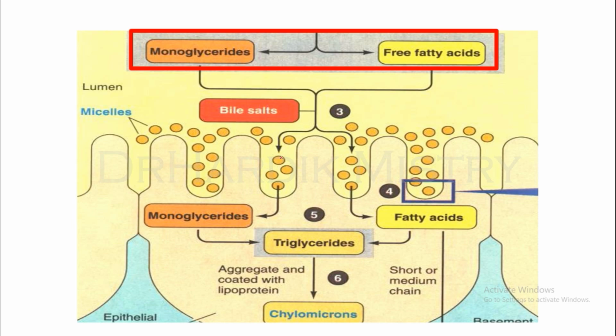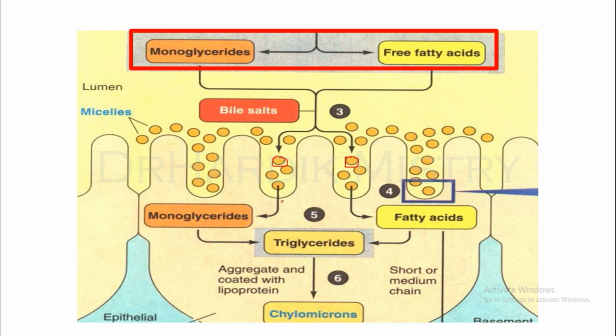But here a structure is formed, the micelle. The micelle is a type of structure in which, at the center, different molecules of monoglycerides and free fatty acids are present. We will see later what the structure of the micelle is. You already know we are going through the fat digestion part, and that the cell membrane is also a lipid bilayer. So these micelles easily enter into the luminal cell.